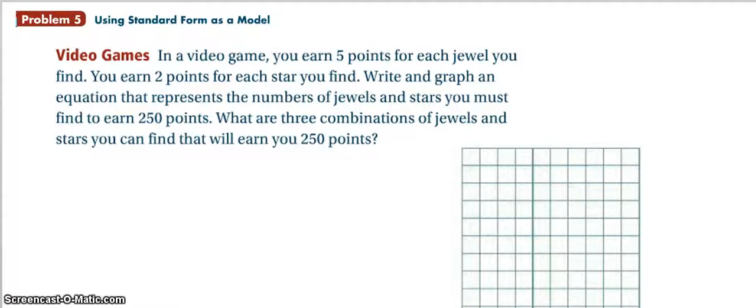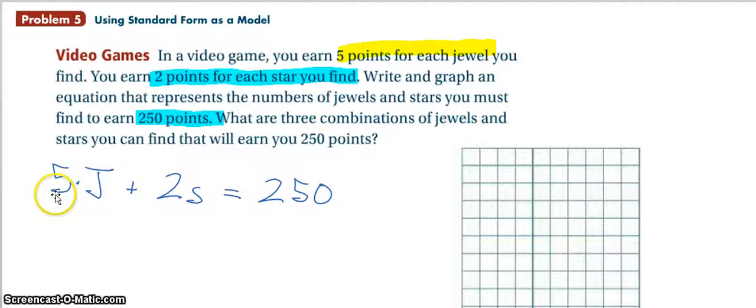So then we have situations like in the real world where a standard form equation is useful to us. So here we have that in a video game I earn 5 points for every joule, and I earn 2 points for every star, and we need 250 points. So go ahead, pause for a moment, and try to write an equation where we could use standard form to model getting joules and stars to get up to 250 points.